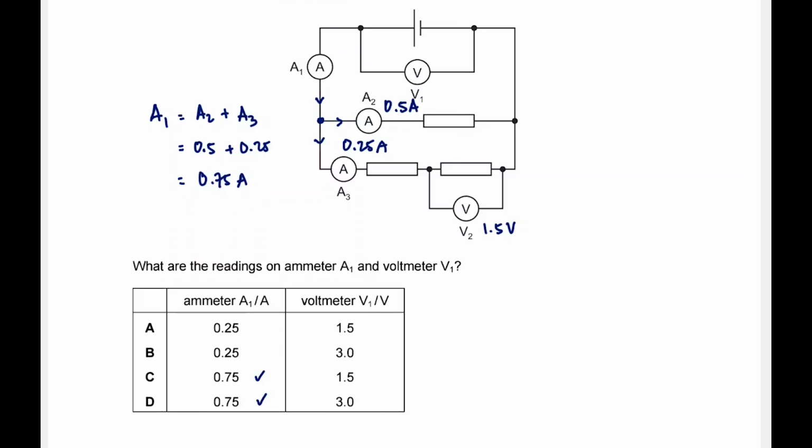Now what about the voltmeter? Since this is 1.5 volt and the resistors are identical, it means that in this branch, this one is also 1.5 volt. So the total voltage will be 3 volt in this particular branch. In parallel, the voltage is always equal for every branch. So if this is 3 volt, then it will also be 3 volt in this branch, and it will also be 3 volt in the EMF. So it's D.